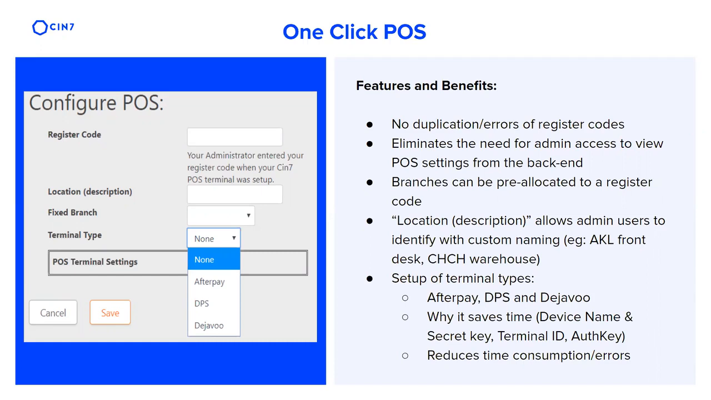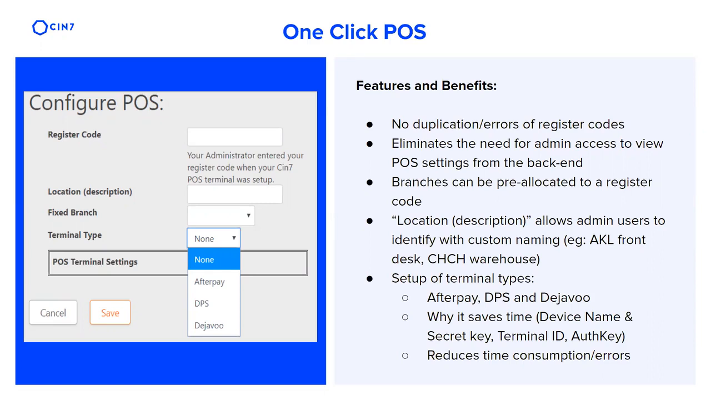If you set that up in your account, it will help you to minimize errors with register codes, and you don't have to give admin access to your staff. Sometimes your staff might accidentally delete the cache and cookies from your browser, and then it will take you back to the POS ID register code page. If you have this set up, you can just send them a link, and staff just have to click on that link and it will automatically enter the POS ID and key for them. With this one-click POS, you can also assign a branch to the register code.